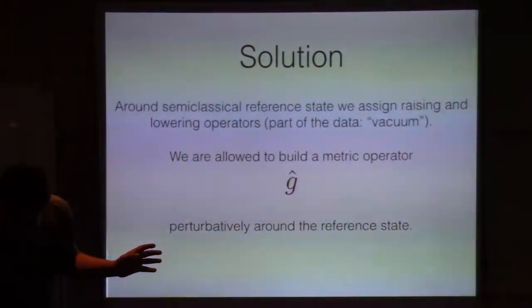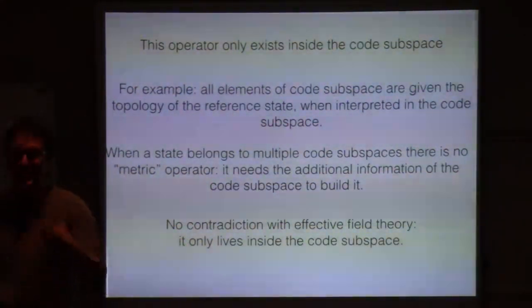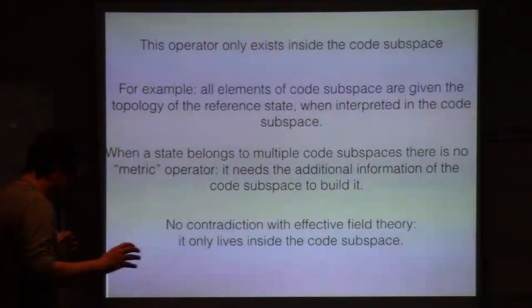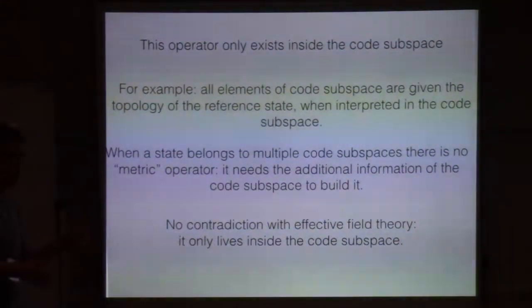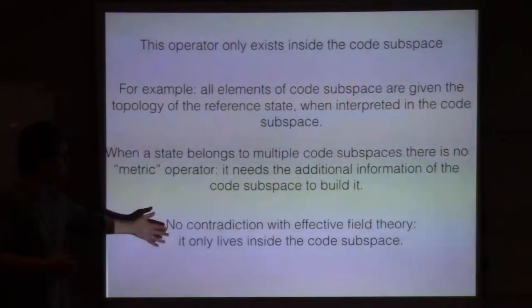Okay, so this idea is that these operators only exist inside the code space, and then you kind of say that your big Hilbert space is divided into little Hilbert spaces, which are code spaces, and in each one of these code spaces you can do effective field theory. And when you try to make different code spaces and add them into something bigger, you get into trouble with the naive notions of what we think of as quantum gravity, and therefore you should drop the idea that the metric is an operator part of the system. So you just do that, but it's no contradiction with effective field theory.